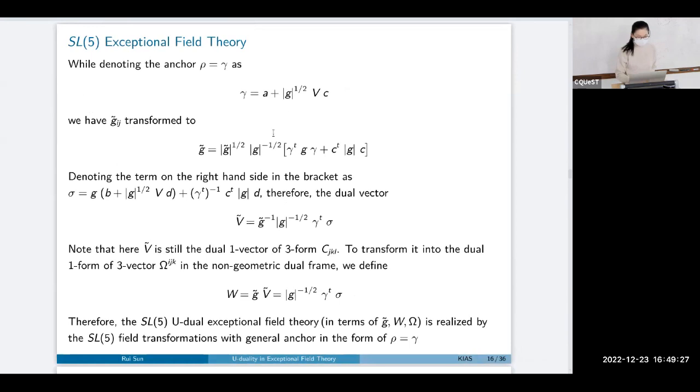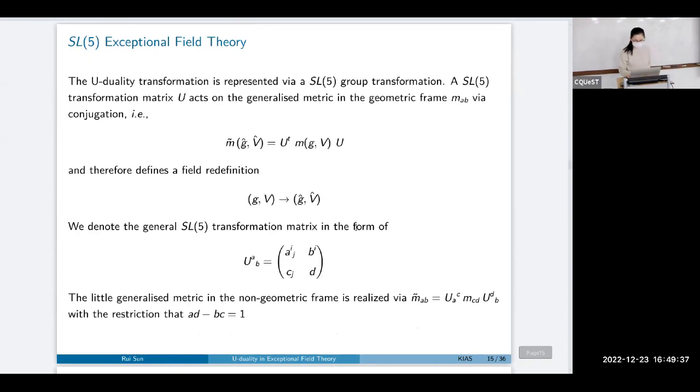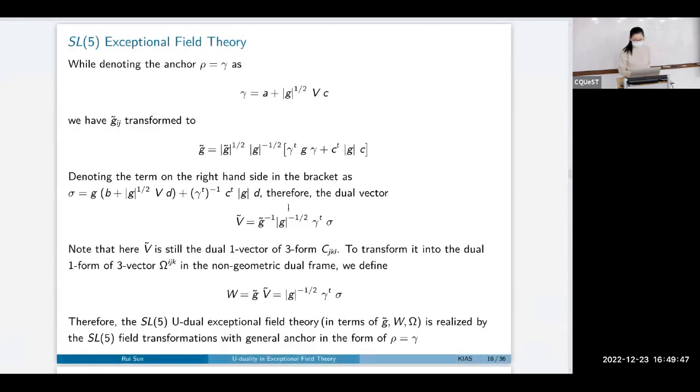After a messy check, we find that there should be an anchor denoted in this way. I didn't expand it here, but if you put this in, you get this. What we want is that there's the anchor and there's the original matrix, and the anchor maps this matrix to a new U-dual, or you can call it non-geometric, matrix in the U-dual framework. Of course, the anchor should be the same anchor for this vector field, which is the dual of the dual three-form.